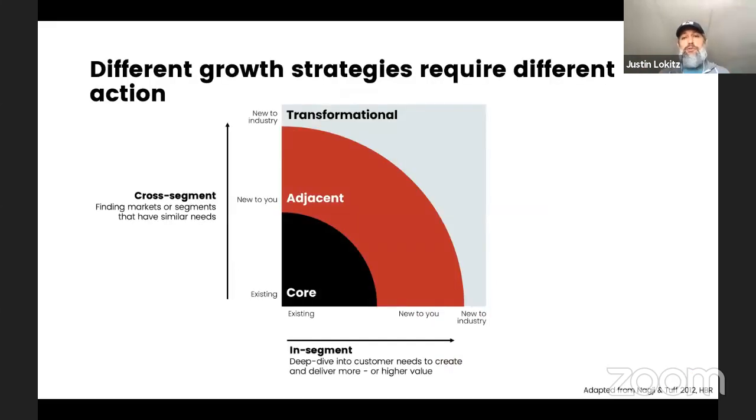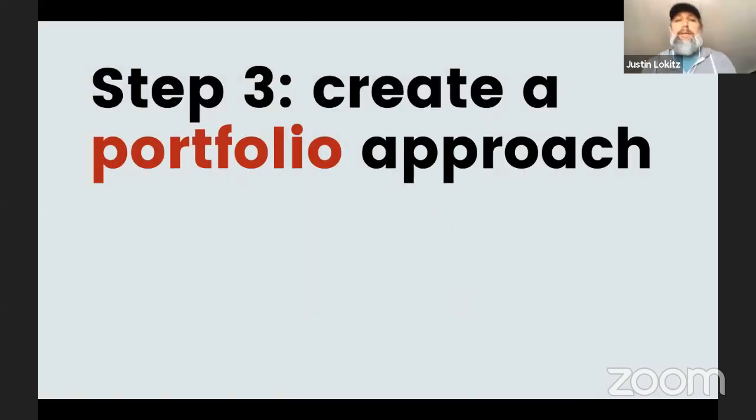And of course, different growth strategies require different kinds of actions, right? So if we're going to be innovating and building shifts in our existing core and our existing segments, then maybe we don't need as much. But if we're going adjacent, we probably need a bit more. And if we're going transformational, into brand new industries and brand new segmentation, perhaps we need something totally different. And then the third step in this whole thing is really building a portfolio.